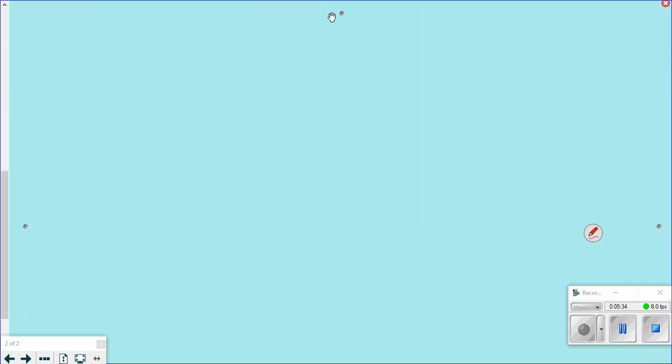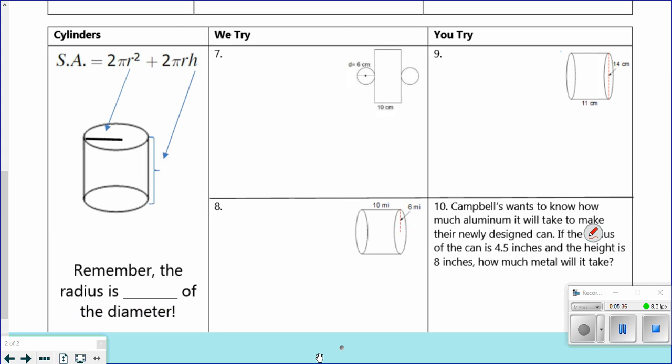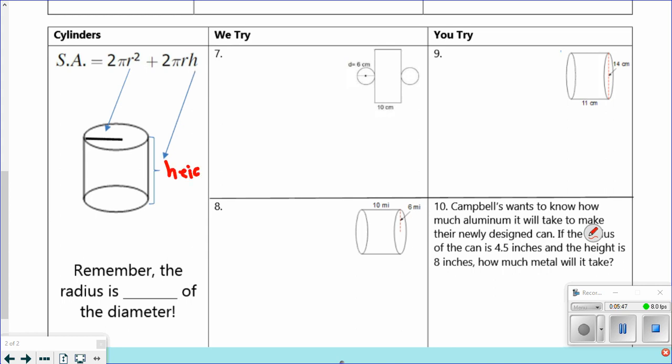Okay, so at this point you should have done 5 and 6 on your own, and we're going to do surface area of a cylinder. So here is our formula: 2 times pi times radius squared plus 2 times pi times radius times height. So this is my height, and this is my radius. Again, radius is halfway to the other side, so remember the radius is half of the diameter. If they give you diameter, you do need to cut it in half.